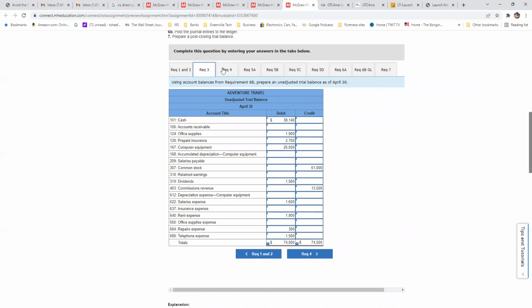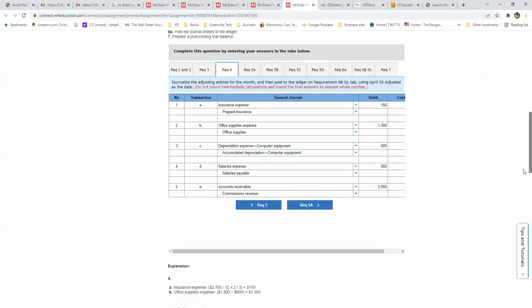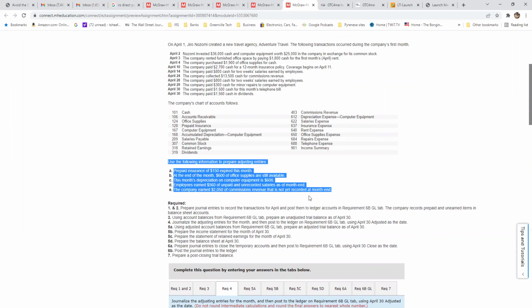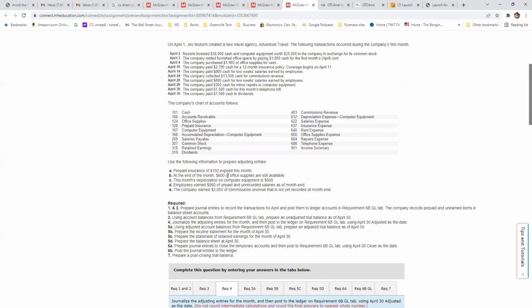All right, then requirement 4 is your adjusting entries. Your adjusting entries is this third section right here. Okay. And so after you get done with chapter 3, you'll know how to do your adjusting entries and how to put them in. A couple hints on this. The word expired means used up. It's pretty much telling you what your adjusting entry is going to be.